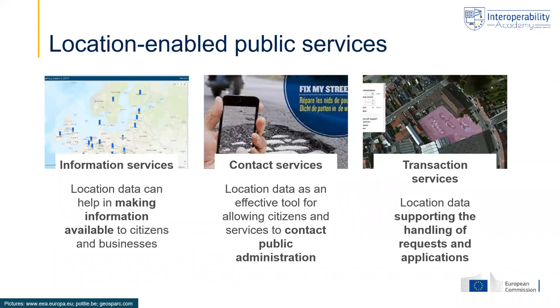So we talked a lot about location-enabled public services so far, services related to the key life events. And we see, in fact, that location data and location technologies can be helpful in three main ways. First, they can help in providing information, making information available to citizens and businesses. Second, location data can also be used as a tool allowing citizens to provide information or to contact their public administration. And finally, the most advanced level of digital services is about actually completing transactions, where location data can support the handling of requests and applications in many different fields.